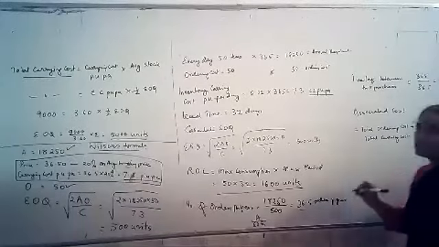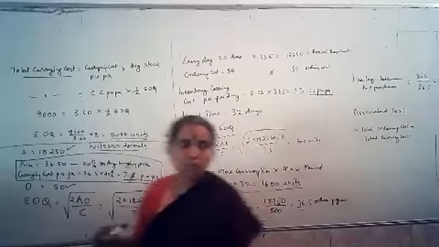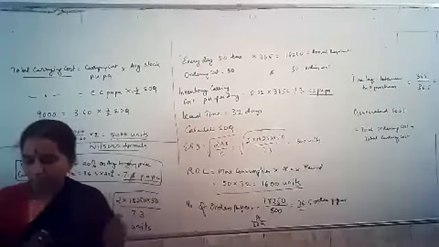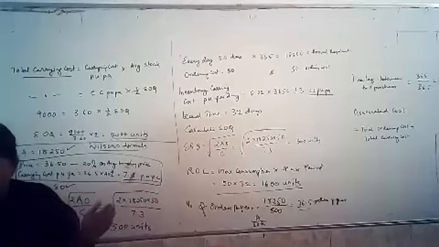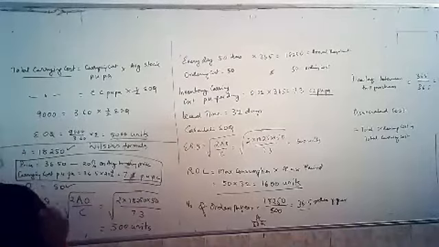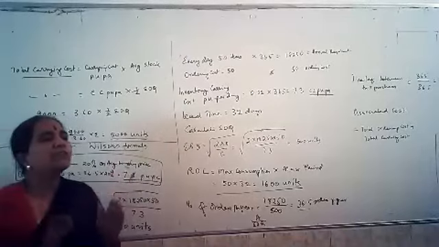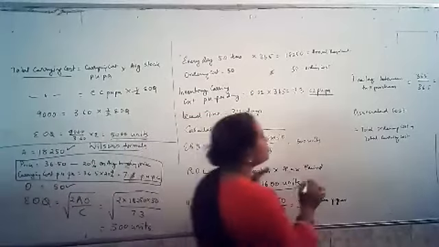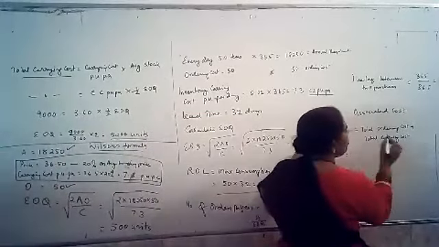Adding them will give you the associated cost. Associated cost is made up of two costs. One is total ordering cost, the other one is total carrying cost. Adding the two will give you the associated cost. How do we write it? Associated cost is equal to total ordering cost.